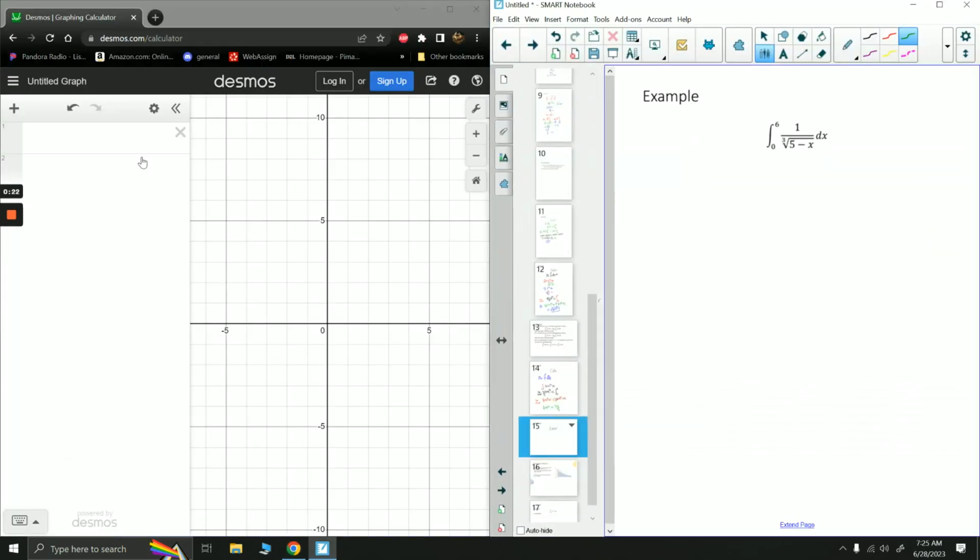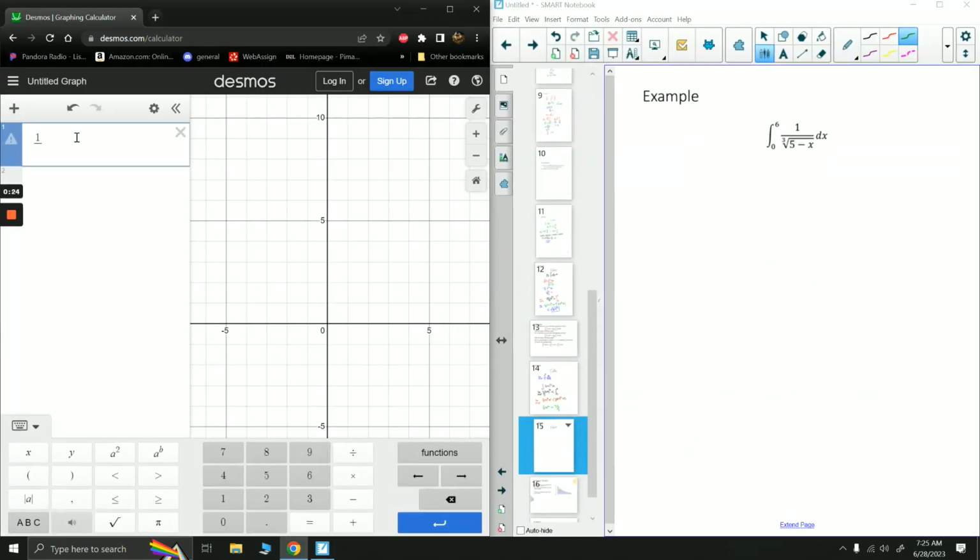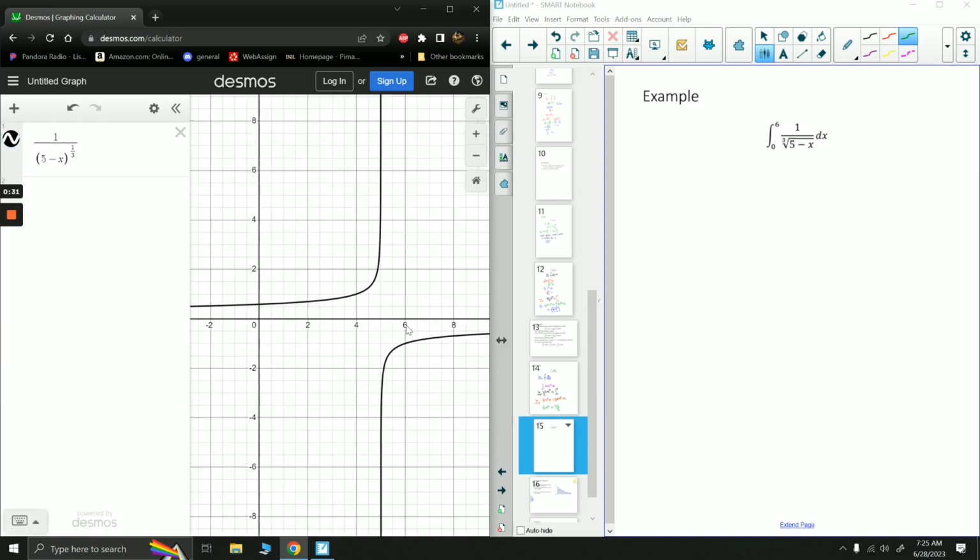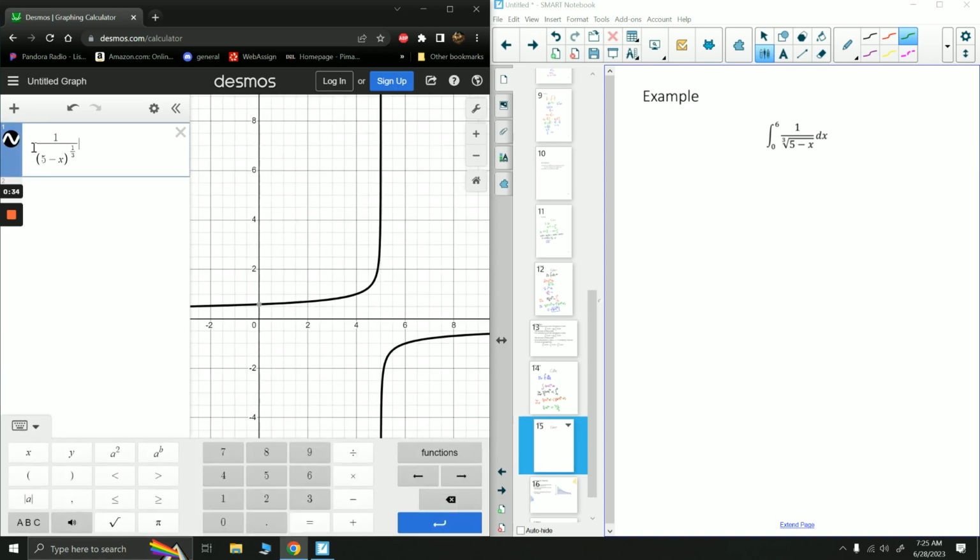So if we have something like 1 over the cube root of 5 minus x, and we're taking this from 0 to 6, then we're essentially breaking this at 5. We have a discontinuity. Now, another thing to note is we're talking about, in this case, the definite integral. If we were instead talking about the area, that would be different because this portion of it is below the x-axis. So this is a negative, this is a positive.